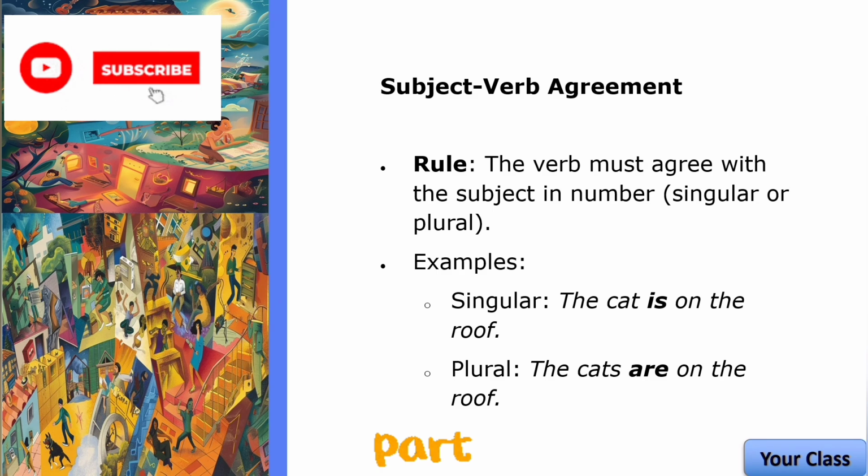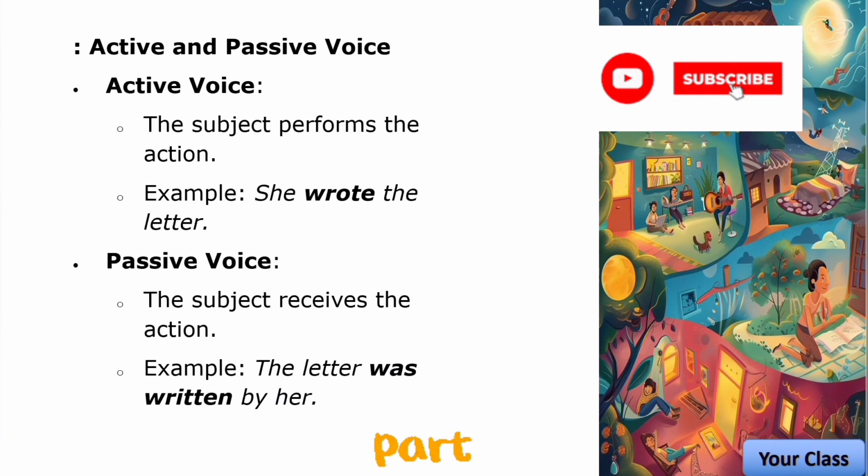So let's break down active and passive voice. In English grammar, active voice and passive voice are two different ways of expressing the relationship between the subject and the verb in a sentence. In active voice, the subject of the sentence performs the action of the verb. Structure: subject plus verb plus object. For example, she wrote the letter. In this sentence, she is the subject, wrote is the verb, the action, and the letter is the object, the receiver of the action. The subject, she, is performing the action of writing.